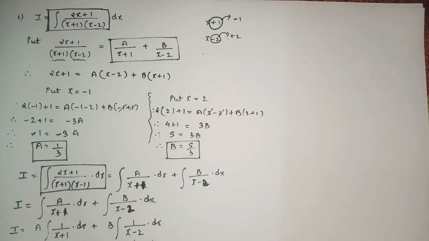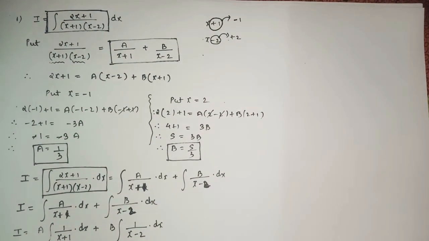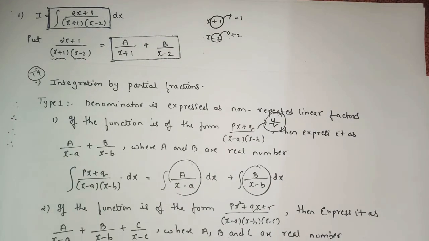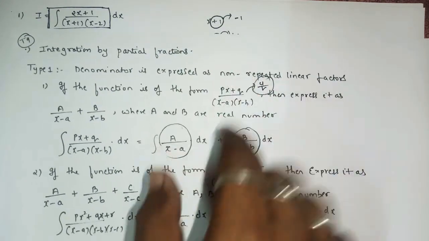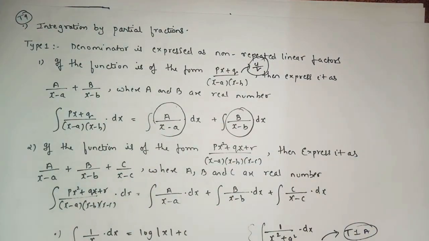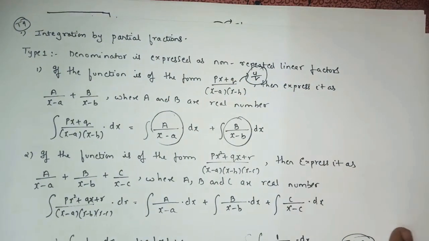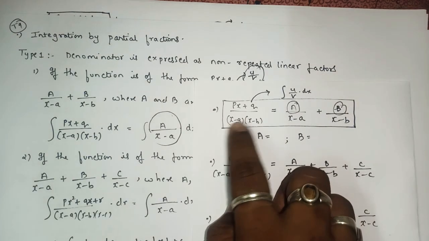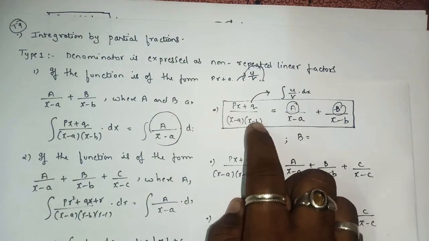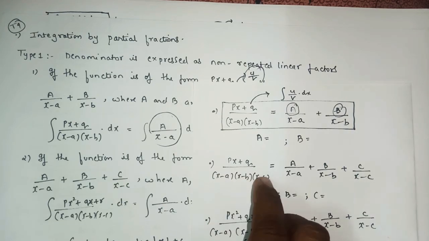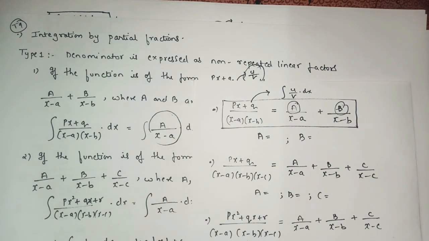I hope you all understood how to express the given integral in this form, how to find the values of a and b, and how to integrate further. So remember the type number 1, it will be in this form. Sometimes you will have only two non-repeated linear factors, sometimes you will have three non-repeated linear factors, but the process and the method will be the same for both.